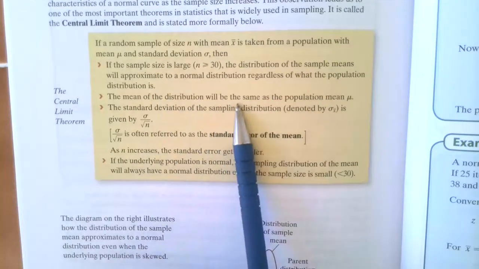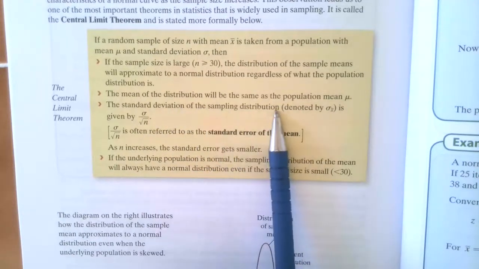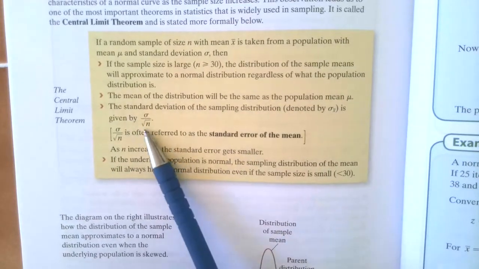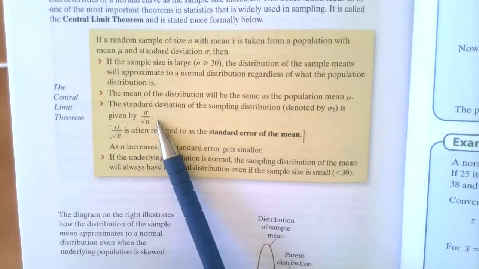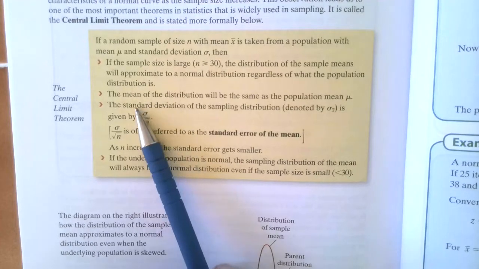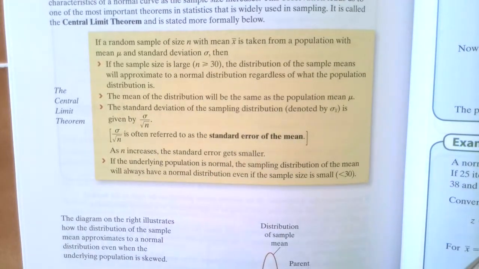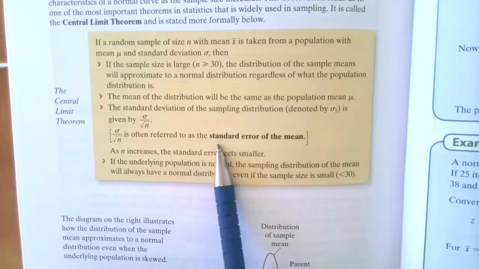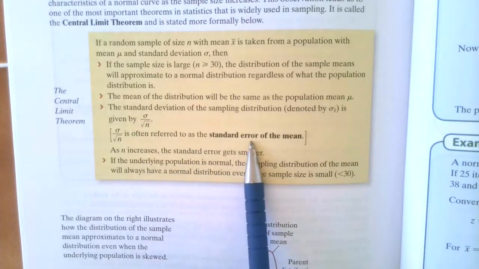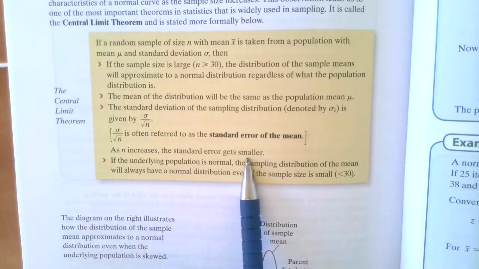So the mean of the distribution will be the same as the population mean. The standard deviation of the sampling distribution is given by this formula. What that means in this context is we were already given a formula to calculate the z-scores. This will help us to calculate it now for a sample size of n greater than or equal to 30. This formula is also referred to as the standard error of the mean. So as n increases, the standard error gets smaller.